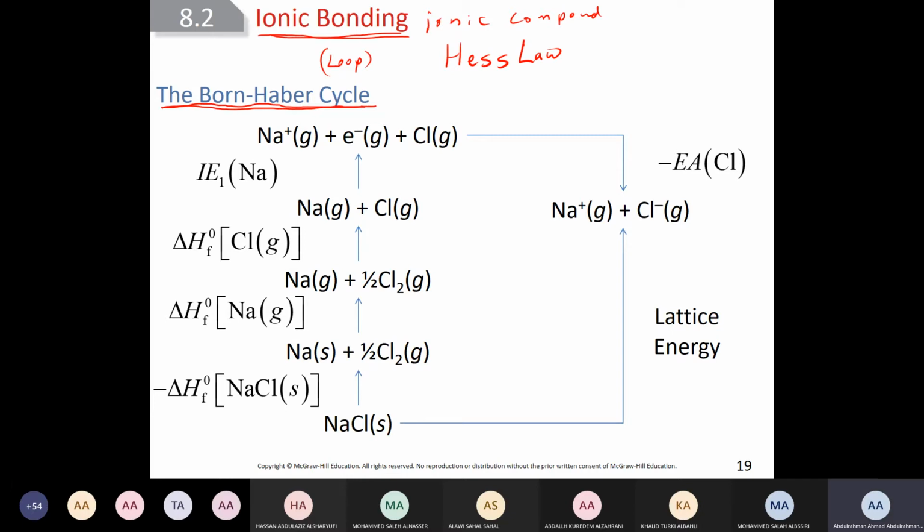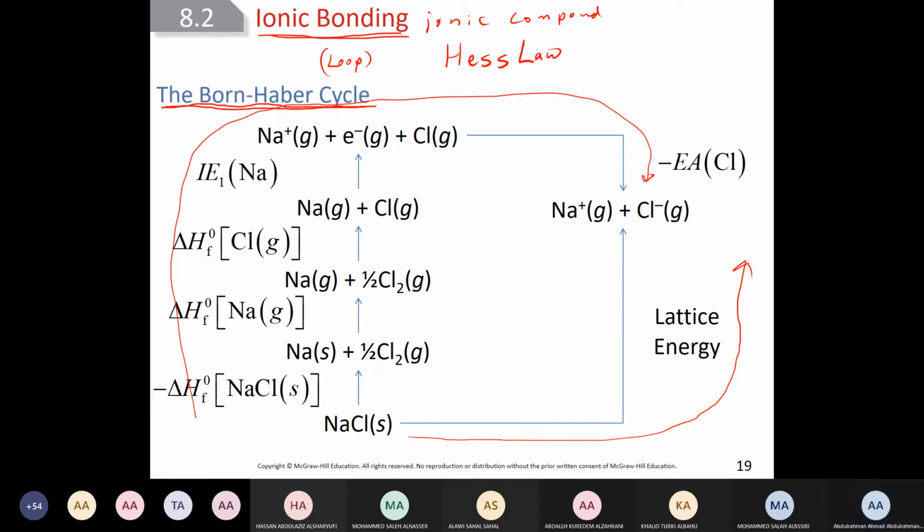Look at this one. If you go from here to here, this is a reaction. Or if you go from here all the way to here, you're going to get the same reaction, but you'll go through many steps. And that's why this reaction must be equal to all these reactions. Is this clear? What do I mean?